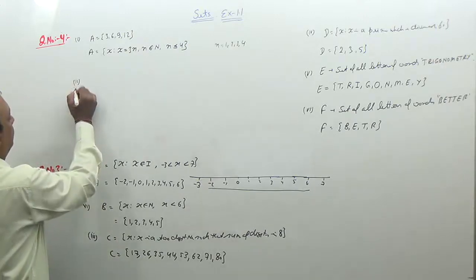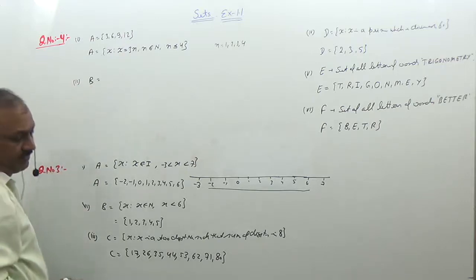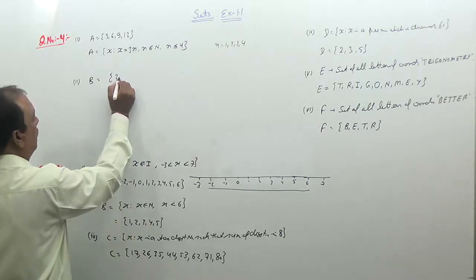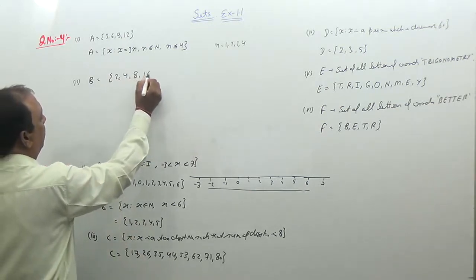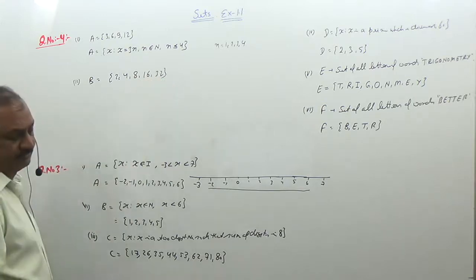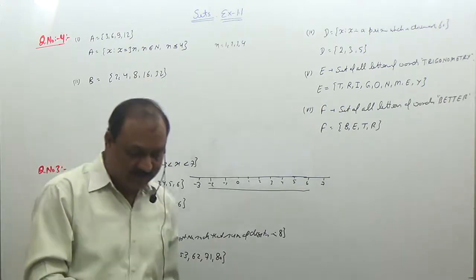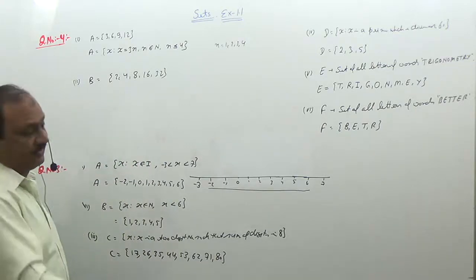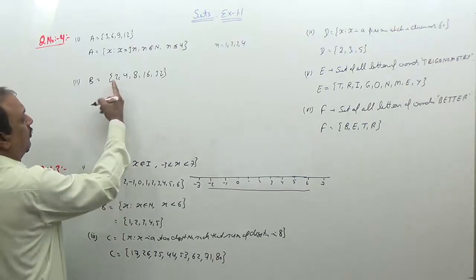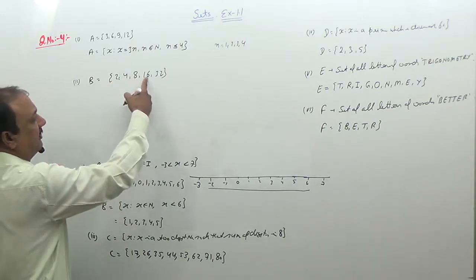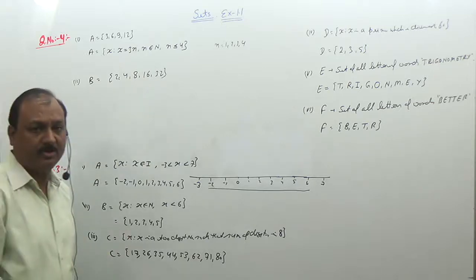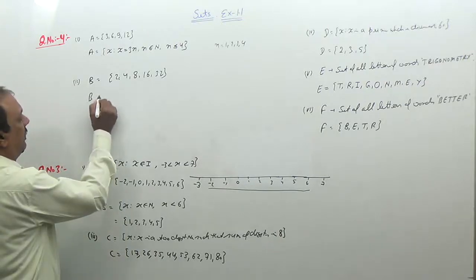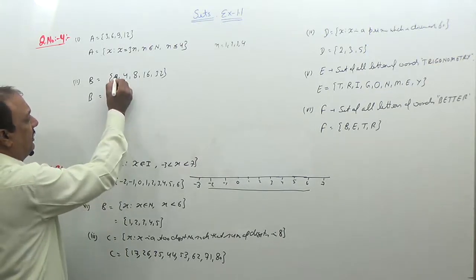Second is B. B is the set of elements 2, 4, 8, 16 and 32. So the second set in the roster form has elements 2, 4, 8, 16 and 32. First, let us analyze this: 2 to 4, 4 to 8, 8 to 16 and 16 to 32. So these are the elements of the given set in the roster form.